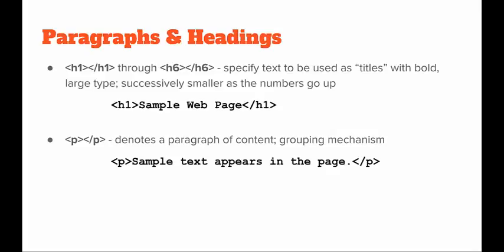We also mentioned the heading and the paragraph tags. The example we looked at had an H1, which is the largest heading. However, you can also do other size headings such as H2, H3, and so on down through H6. These specify text that can be used as titles with bold, large type. But keep in mind that H1 will show it in the largest font, while H6 will show it in the smallest font.